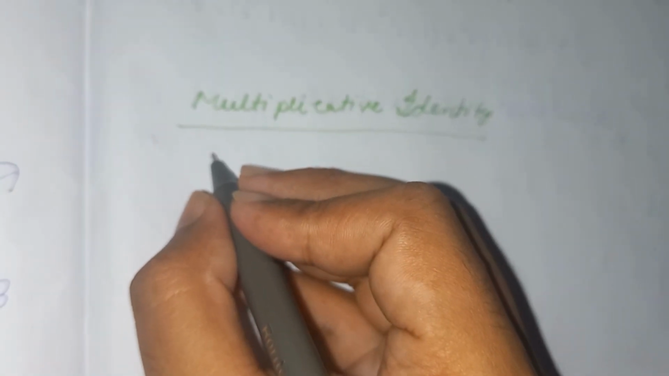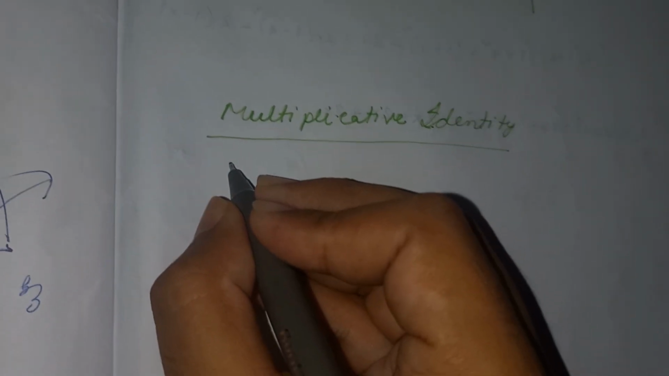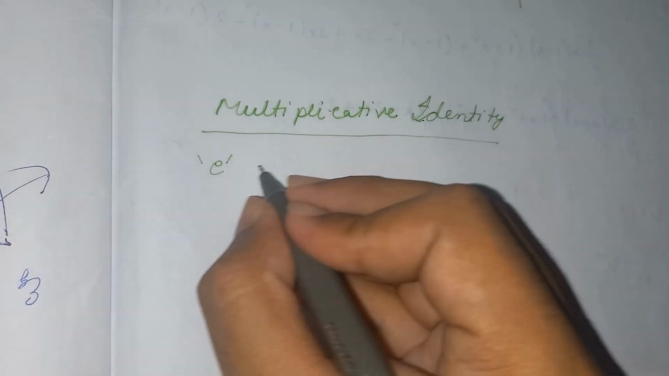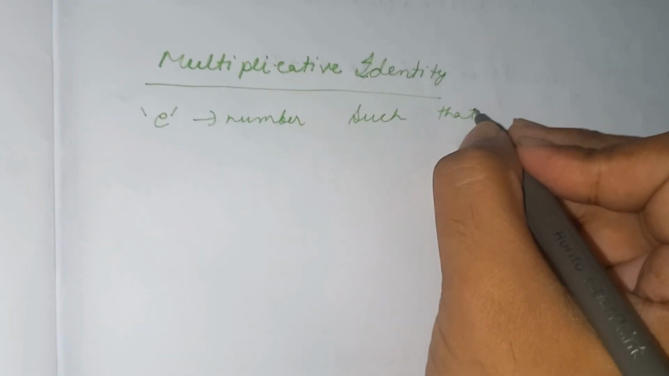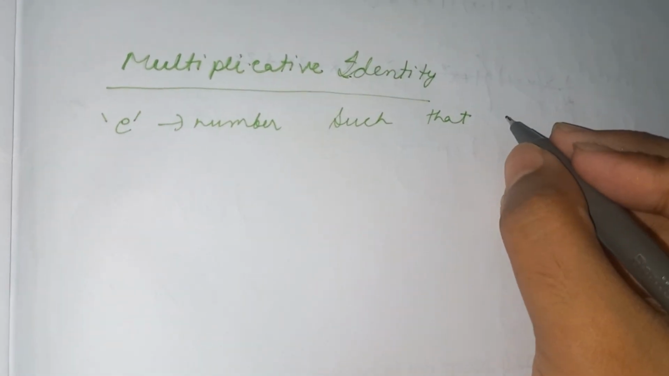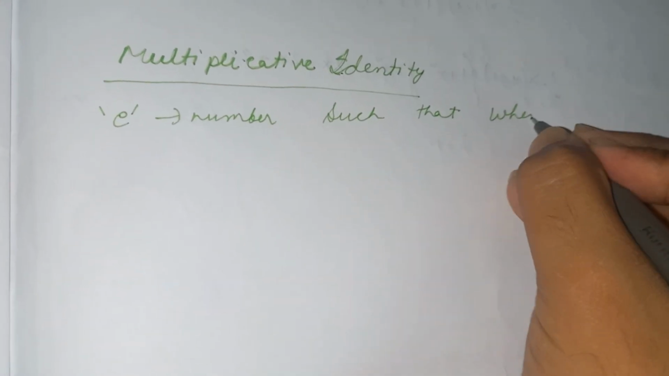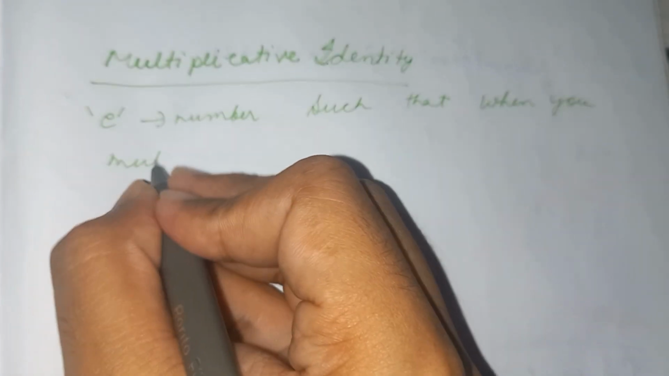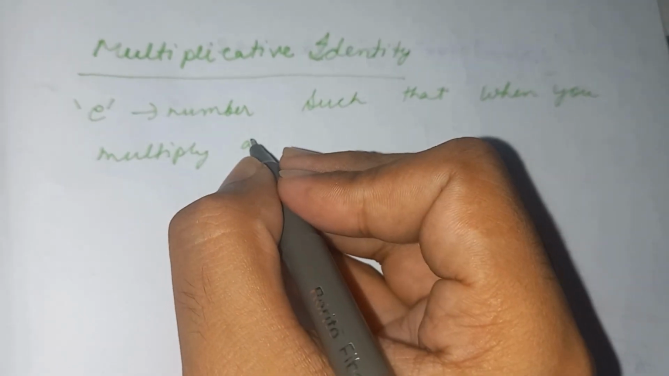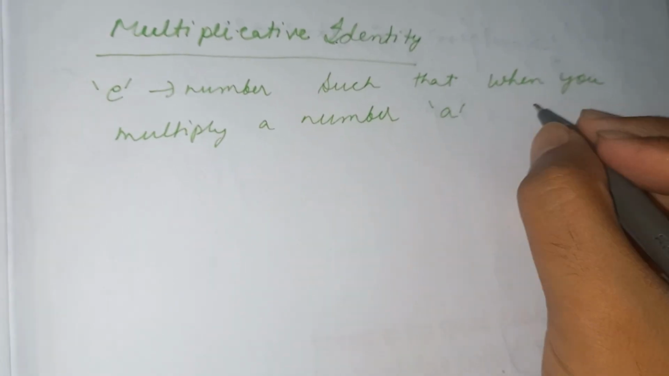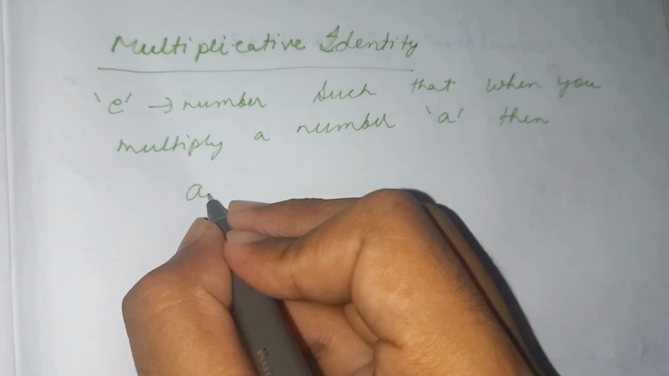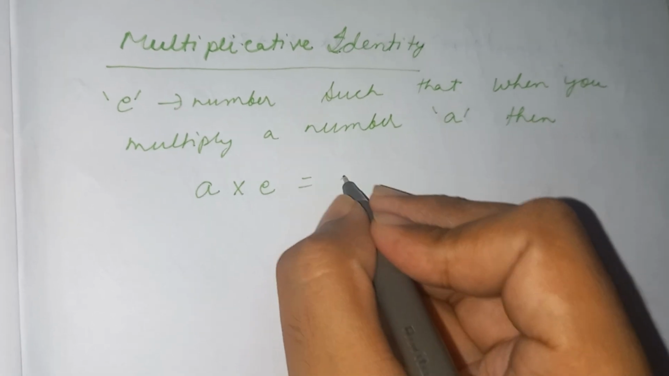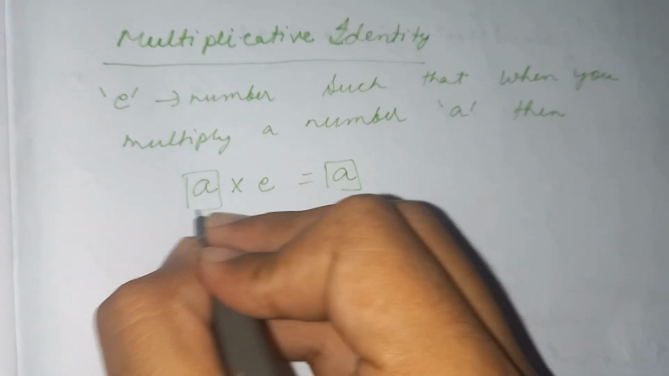So first of all, what is multiplicative identity? Multiplicative identity is a number e such that when you multiply a number a with e, we get the number a again.